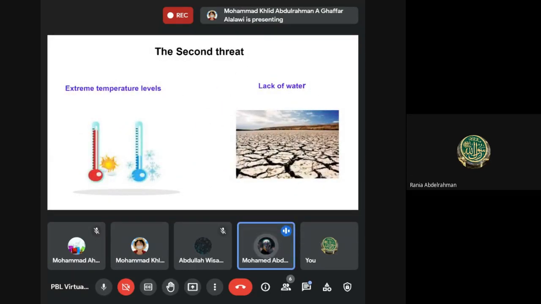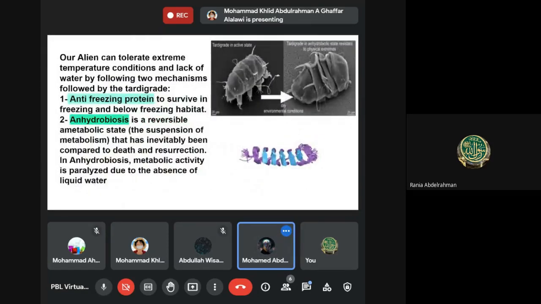The second threat is the extremely high and low temperature levels and the lack of water. First, to overcome extremely high and low temperatures, our alien is going to use the anti-freezing protein, which prevents the cytoplasm of our alien from freezing, and this will enable our alien to survive very low temperature levels. It will also use a process called anhydrobiosis. Anhydrobiosis, which is part of cryptobiosis, means life without water. This process enables creatures like tardigrades to survive the loss of all or almost all water in their body, and prevents the cytoplasm from dying and the organelles in the cytoplasm from decaying.